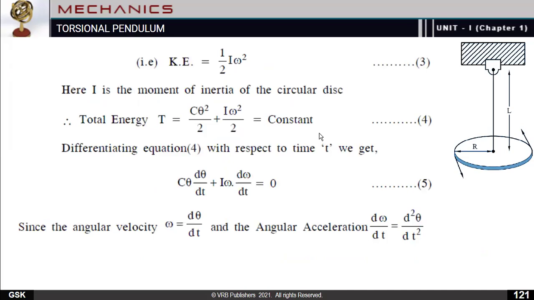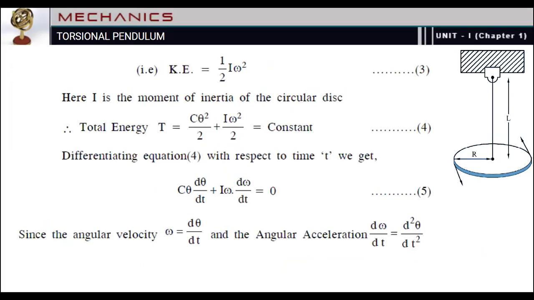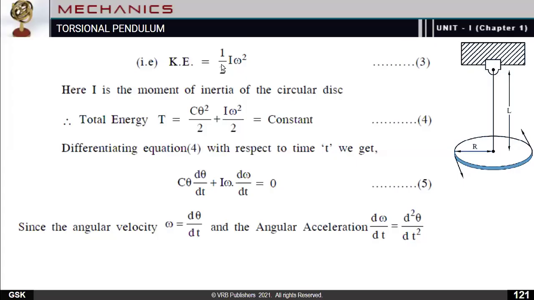Next, coming to the total energy. The kinetic energy is equal to half I omega square. Then coming to the total energy, E will be equal to potential energy plus kinetic energy, that is C theta square by 2 plus I omega square by 2, which will be a constant, because we told the conservation of angular momentum. So if it is a conservation, we have to give it as a constant.